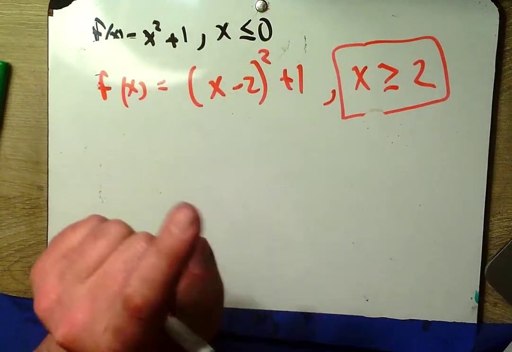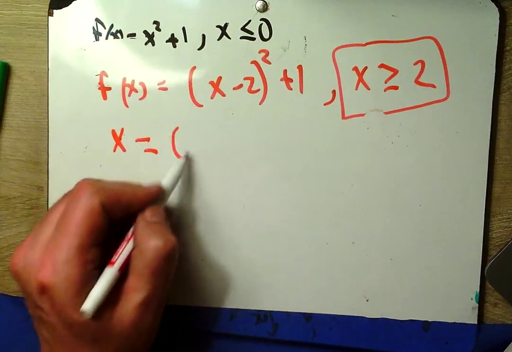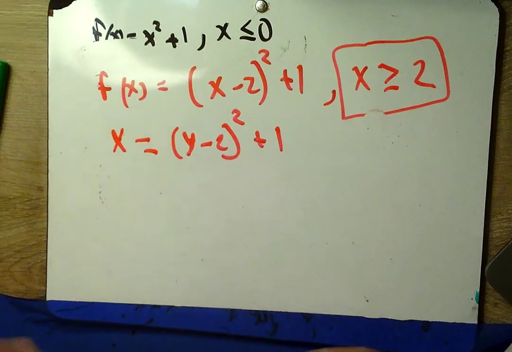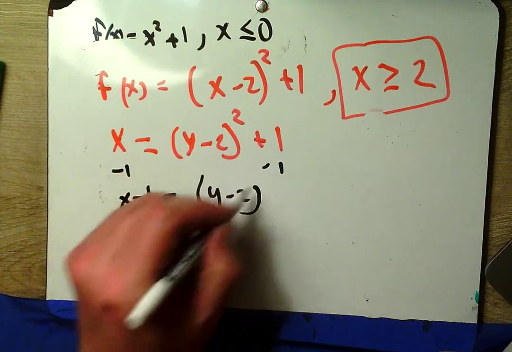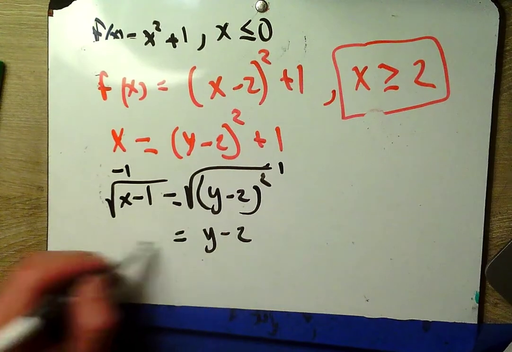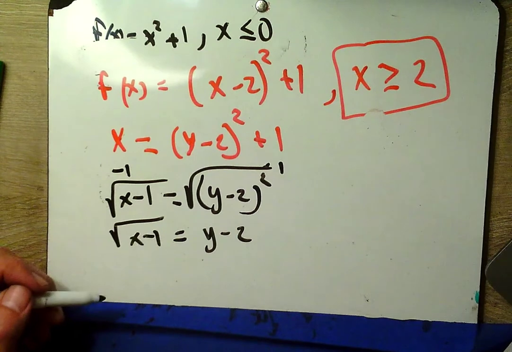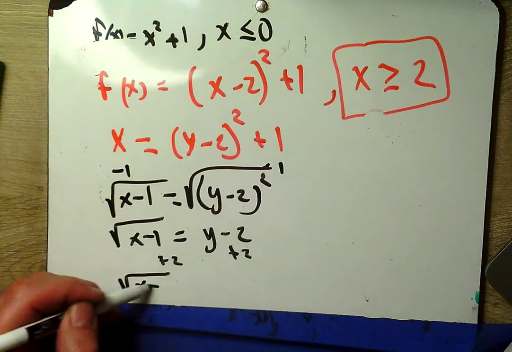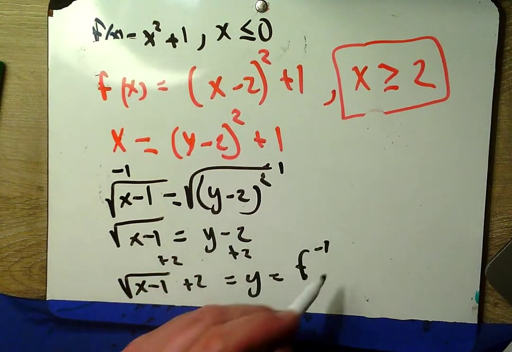What we do need to do, though, if we try and make the inverse of this function, is remember that x equals y minus 2 squared plus 1, so I'm going to be subtracting 1. x minus 1 equals y minus 2 squared. I take the square root of both sides, and it's right here, right now, when I say plus or minus. Yeah, no. No plus or minus. I'm still going to add 2 to both sides. Square root of x minus 1 plus 2 equals y. This is my inverse function.